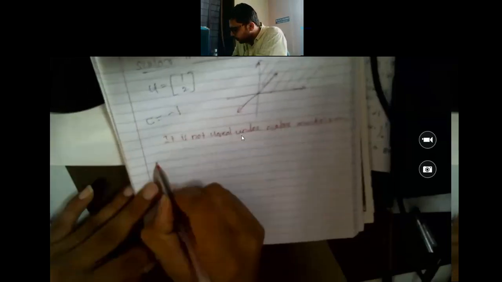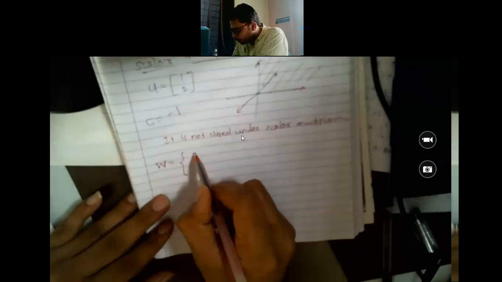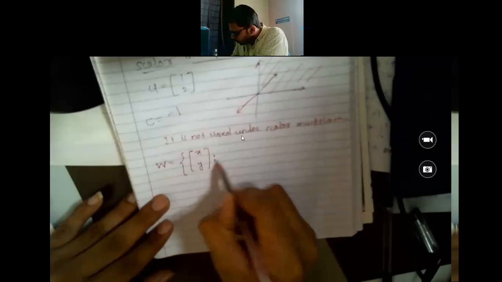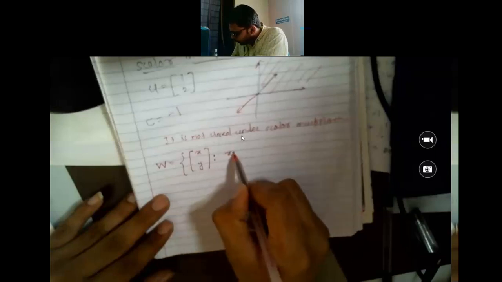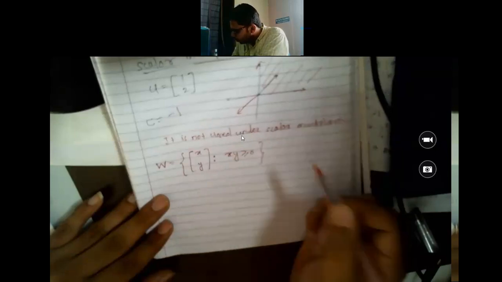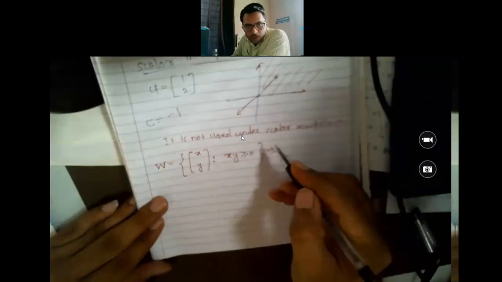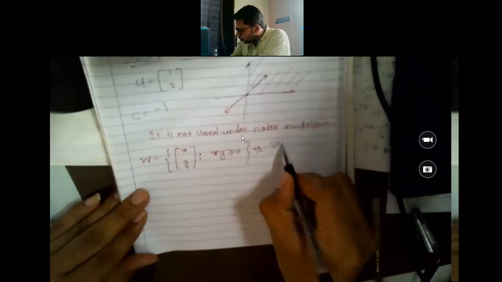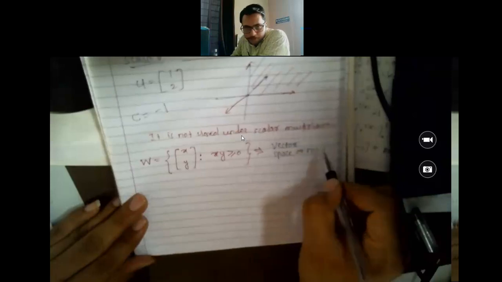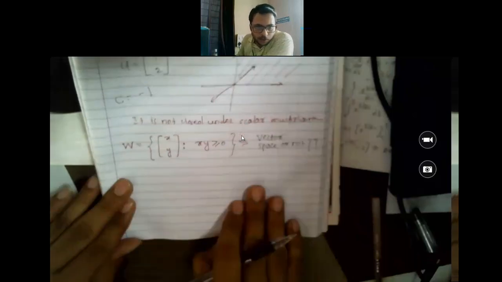Let's say W is the space which is defined such that (x, y) is there, and the x and y are defined such that x into y is greater than or equal to 0. x into y is greater than or equal to 0. And please tell me whether this is a vector space or not. This is the question. Please tell me whether this is a vector space or not.